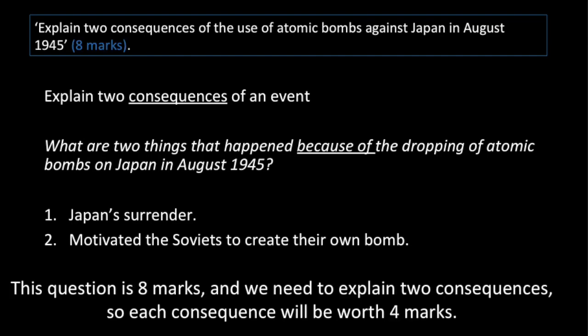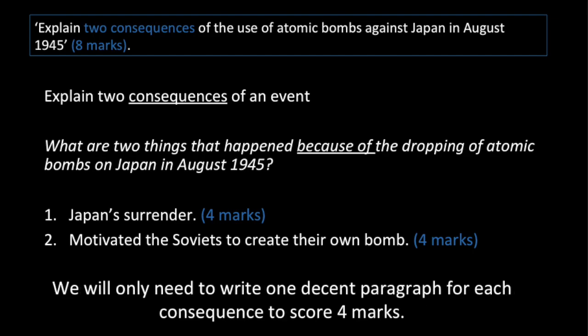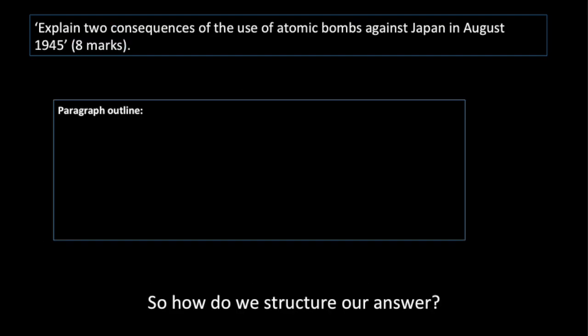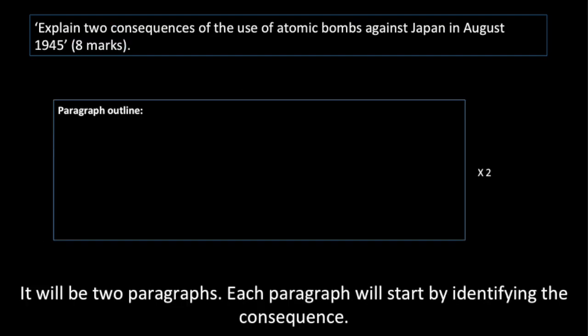This question is 8 marks, and we need to explain two consequences. So each consequence will be worth 4 marks. We only need to write one decent paragraph for each consequence to score 4 marks. So how do we structure our answer? It will be in 2 paragraphs.